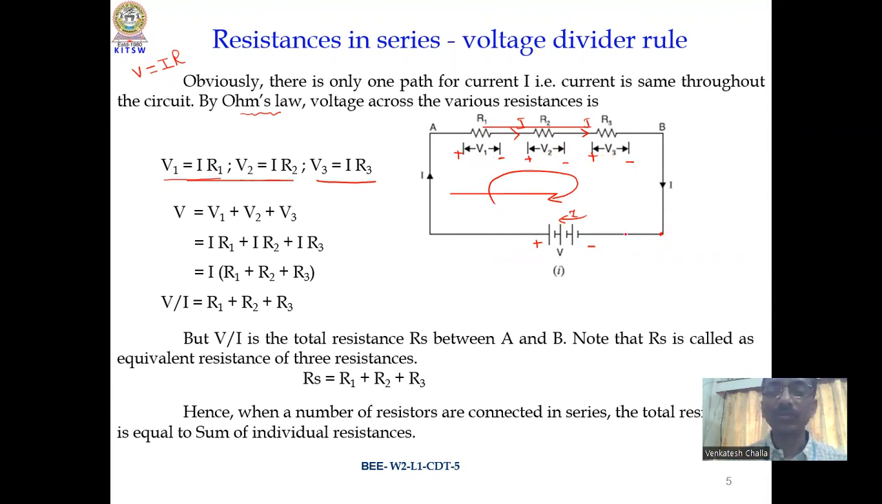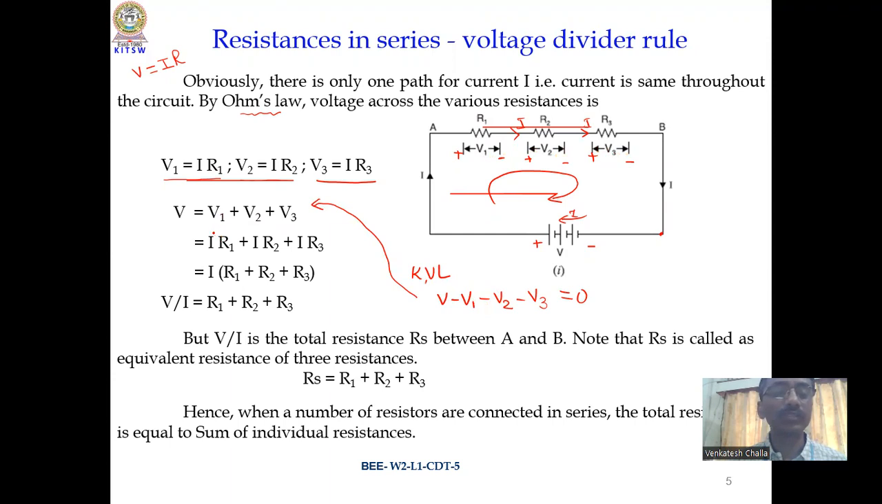What is that? Voltage rise V. These are voltage drops, plus to minus, plus to minus. So V minus V1 minus V2 minus V3 equal to 0. So I can write a KVL equation as V minus V1 minus V2 minus V3 equal to 0. So rearranging, I will get this equation: V is equal to V1 plus V2 plus V3.